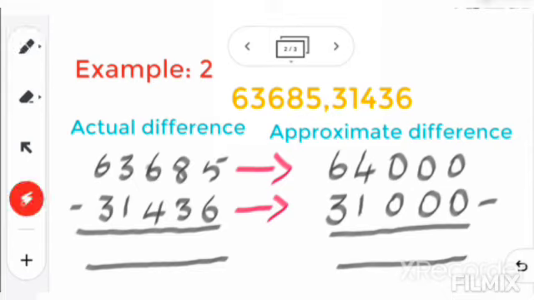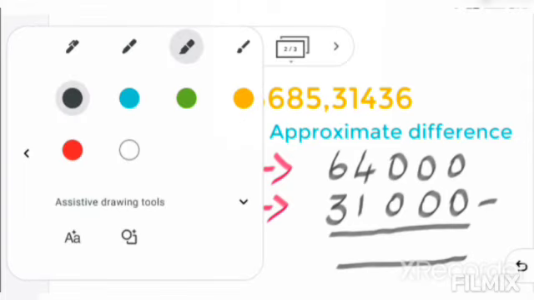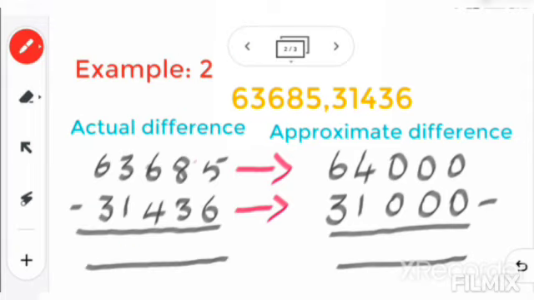Here in the ones place we have 5 and 6. 5 is small, 6 is big, so you cannot subtract. So you will borrow from the tens place. We have 8 here. From 8 if you give 1, 7 will remain, and that 1 comes here, it will now be 15.